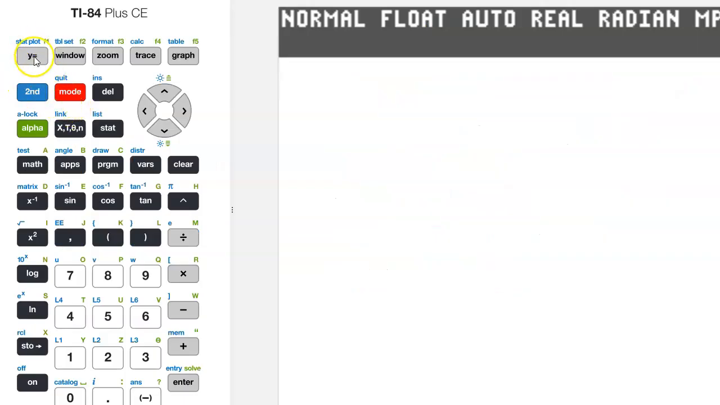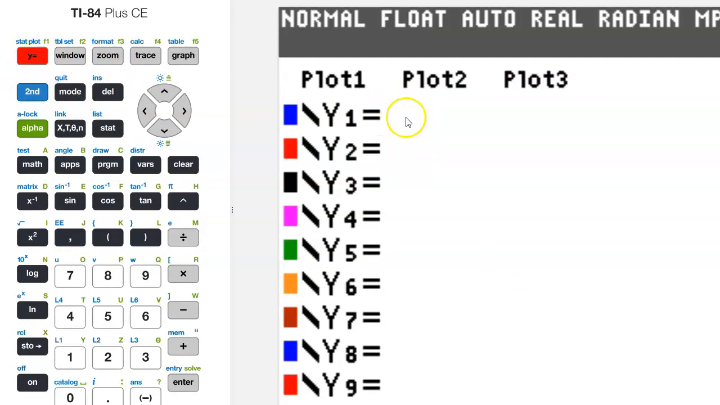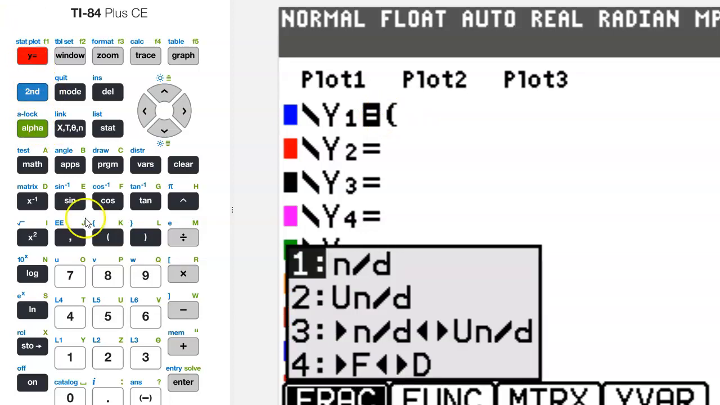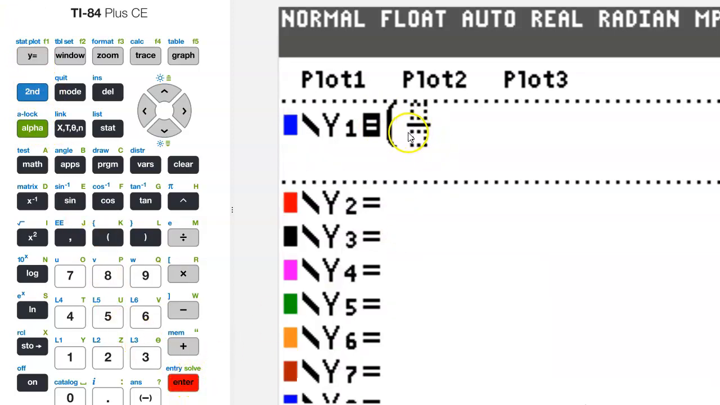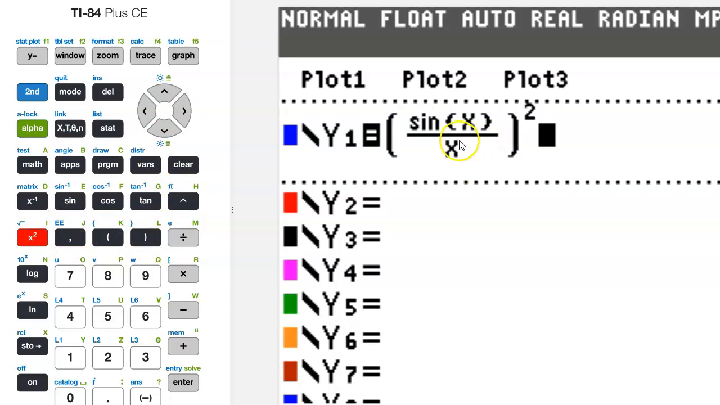Let's hit the y equals button and type in f of x as y1. Let's see, alpha y equals enter creates a nice fraction, and we will do sine x over x, and the whole thing is going to be squared. Let's take a look at the graph by hitting zoom 6.